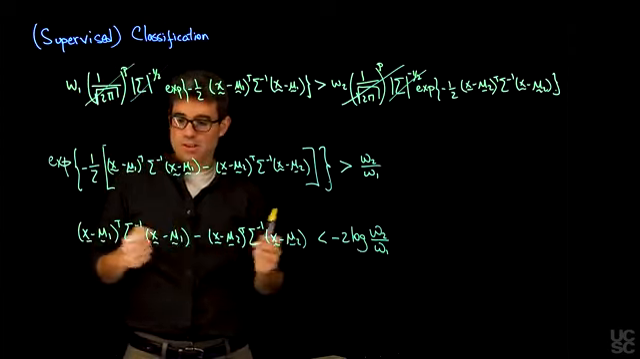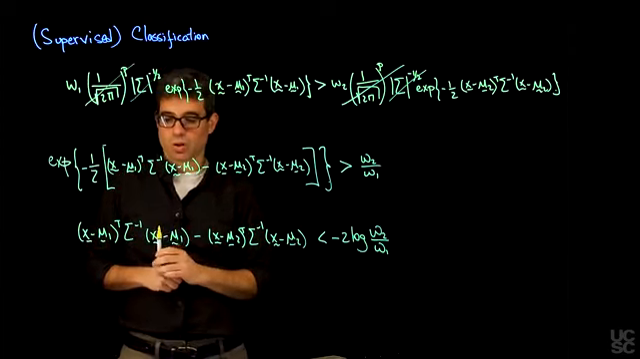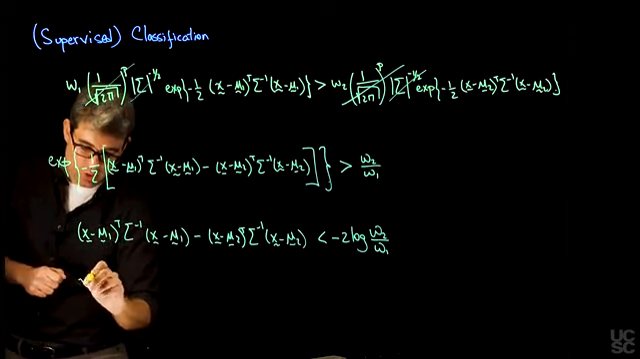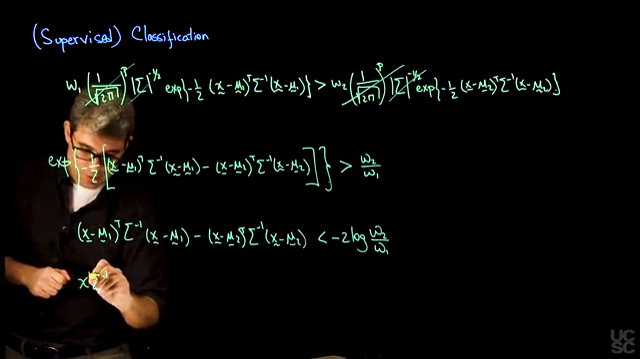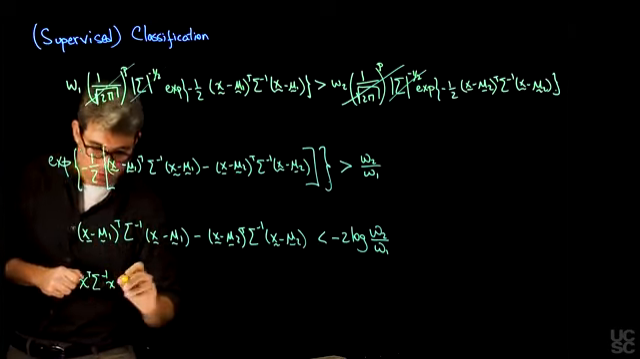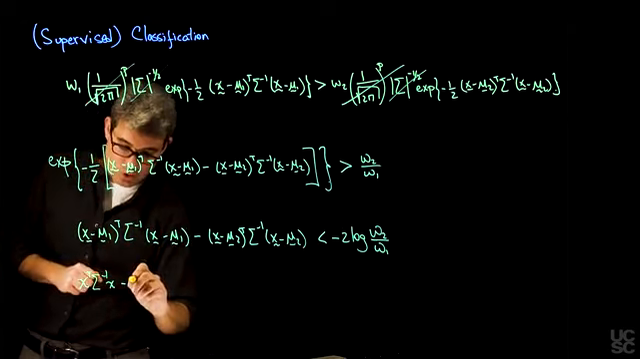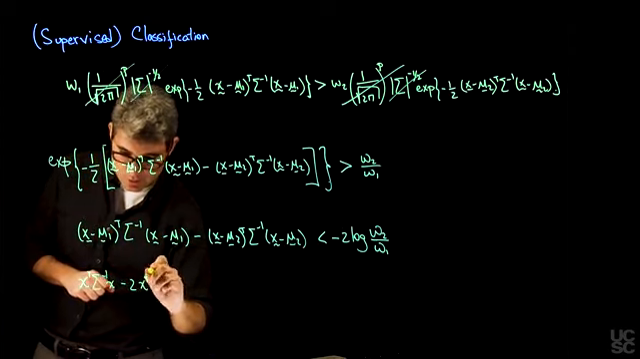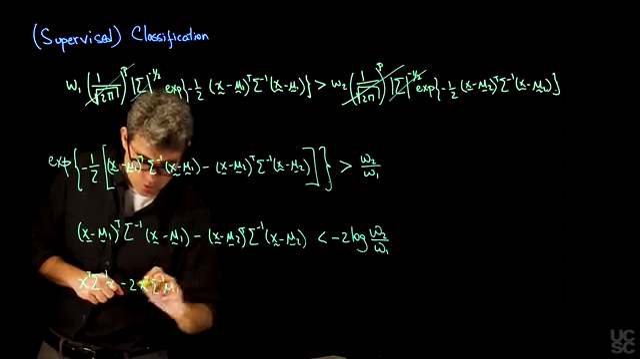Now, to finish simplifying this, we need to expand these two squares, which is pretty straightforward. So first we're going to have x transpose sigma inverse x. This is just a square, so it's going to be minus 2 times x transpose sigma inverse mu 1.